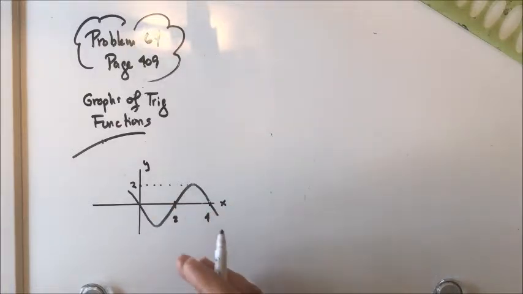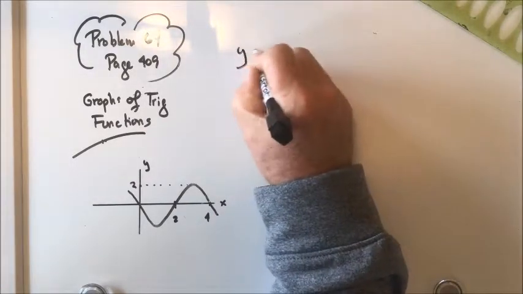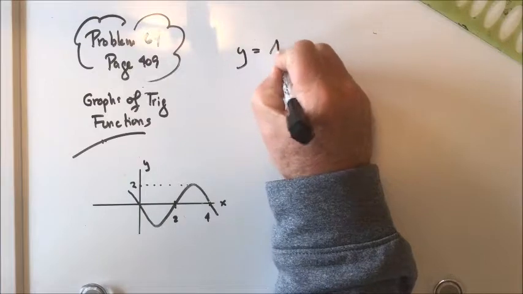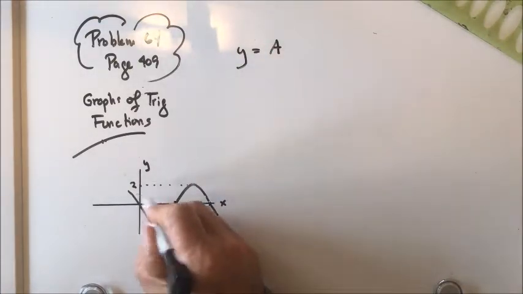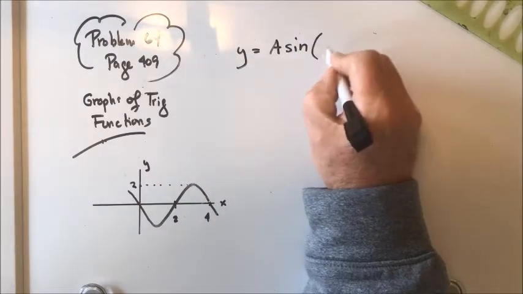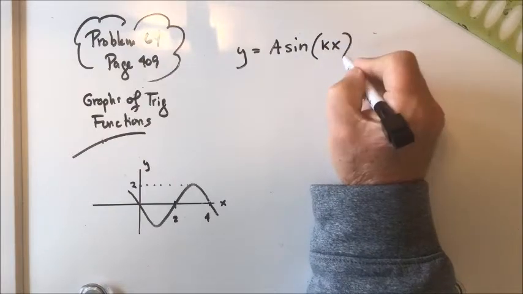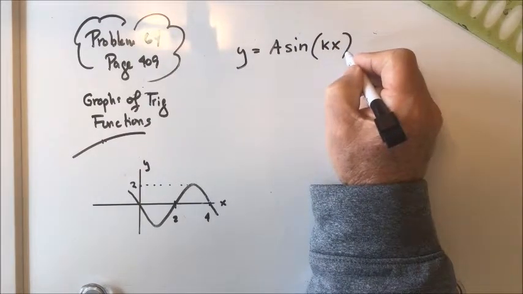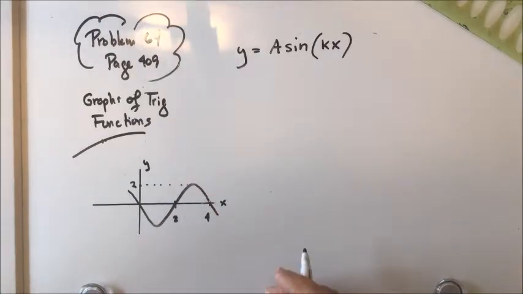This is a sine or a cosine function. We're going to start to refer to such functions as sinusoidal. But let's just say y is equal to some constant that changes the amplitude, because the amplitude of the sine is 1 and this one's 2, times the sine of some number times x. And now let's just reason through what these numbers might be.